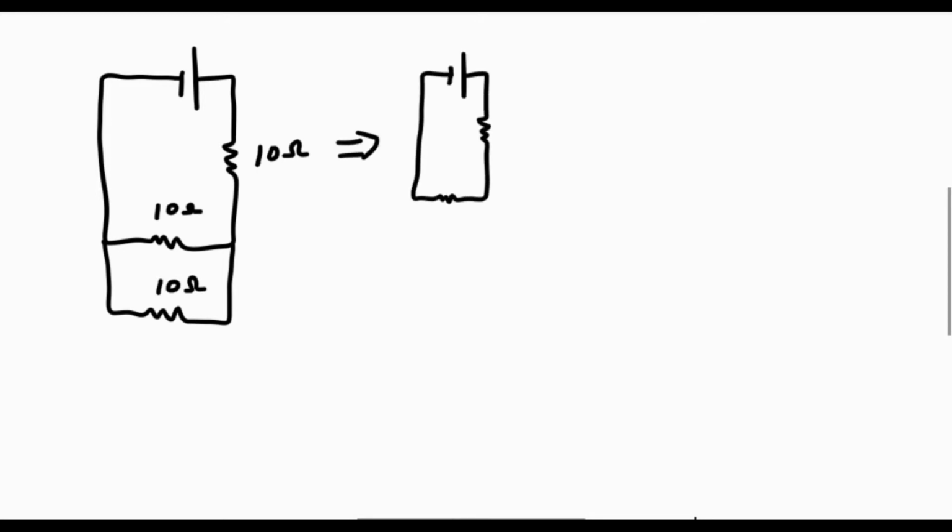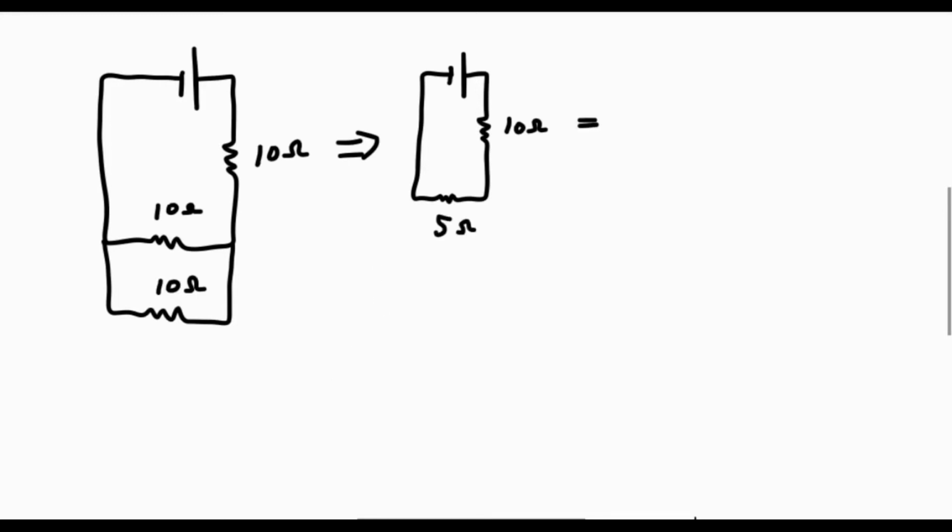So suppose we have a circuit that consists of a 10 ohm resistor in series with a pair of 10 ohm resistors that are in parallel with each other. To tackle this type of combined circuit, the first thing you need to do is find the equivalent resistance of the entire circuit. So let's do that. Those 10 ohm resistors in parallel can act like a single resistor with an equivalent resistance we'll call RP. 1 over 10 plus 1 over 10 equals 2 over 10. Take the reciprocal, we get 5 ohms.